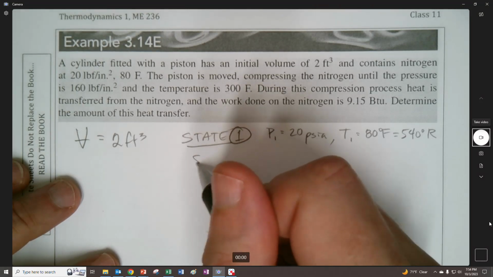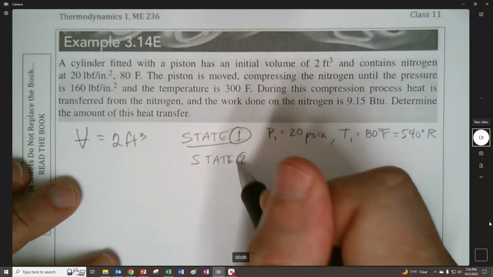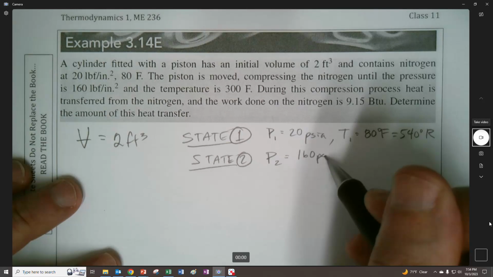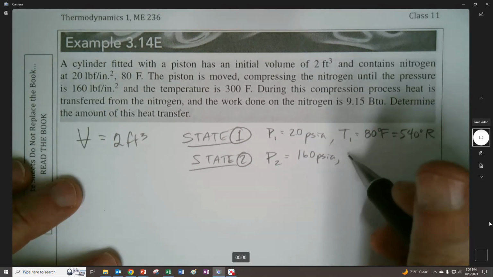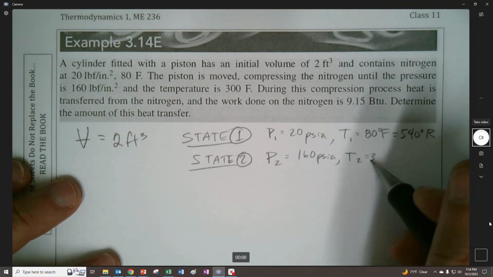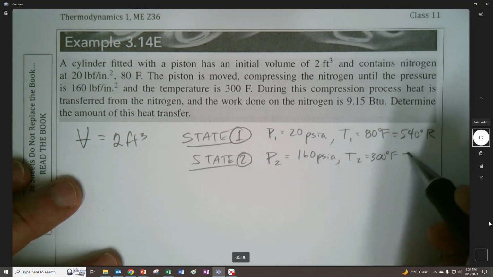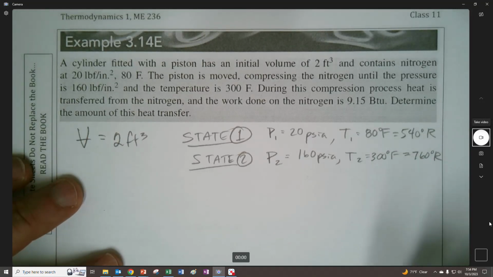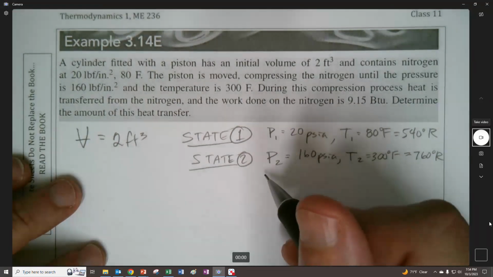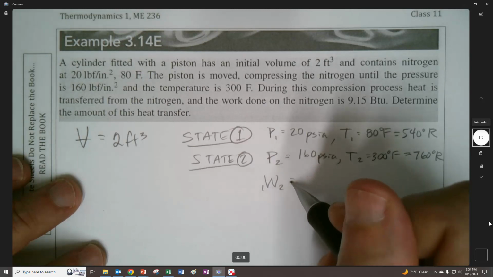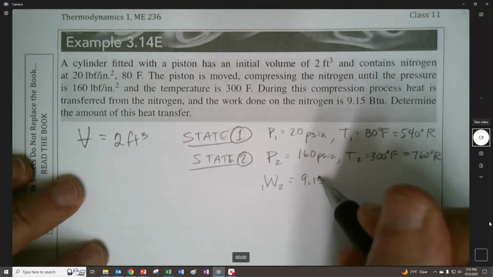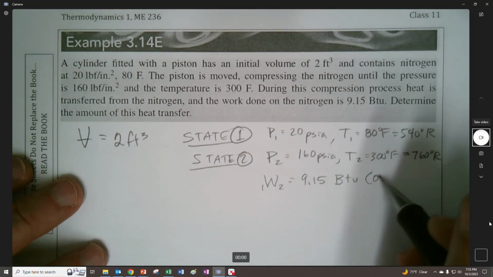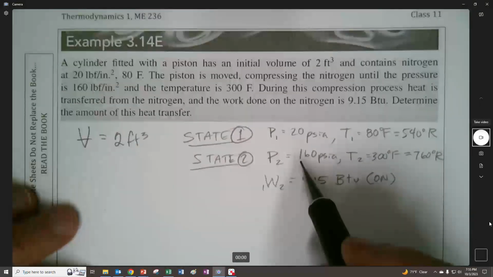Anything else for that one? No. And state 2 is going to be P2 equal to 160 psia, and T2 is 300 degrees Fahrenheit, and I think that makes 760 degrees Rankine, if you wanted to know. And they told us that the work done between 1 and 2 was going to be 9.15 BTUs. I don't know why they're so very specific, no pun intended. And this was work done on the system.